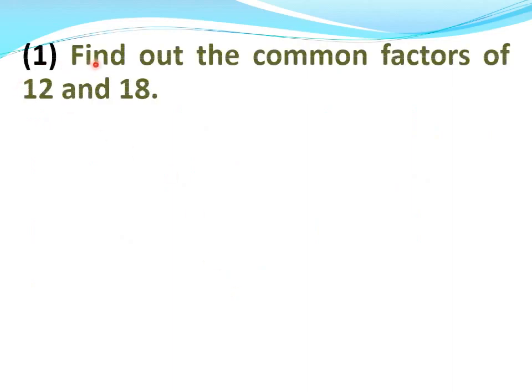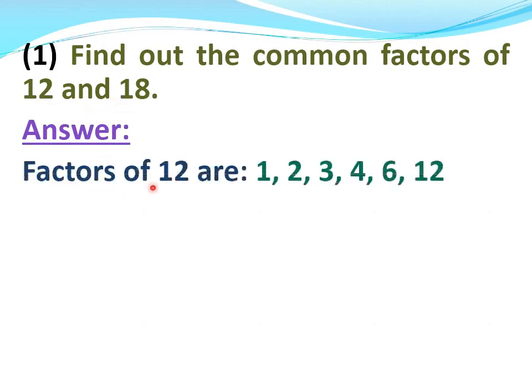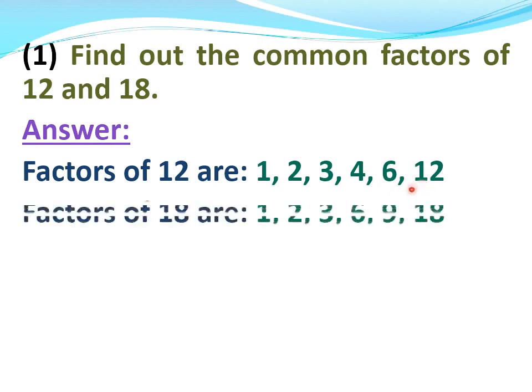Question number 1. Find out the common factors of 12 and 18. We have to find the common factors of 12 and 18. Answer. First write factors of 12 and then write factors of 18. Factors of 12 are 1, 2, 3, 4, 6 and 12. Similarly, factors of 18 are 1, 2, 3, 6, 9 and 18.